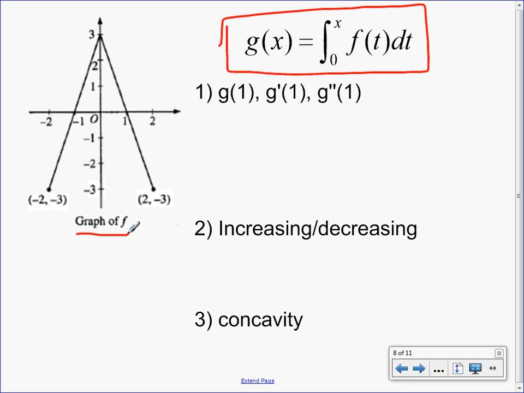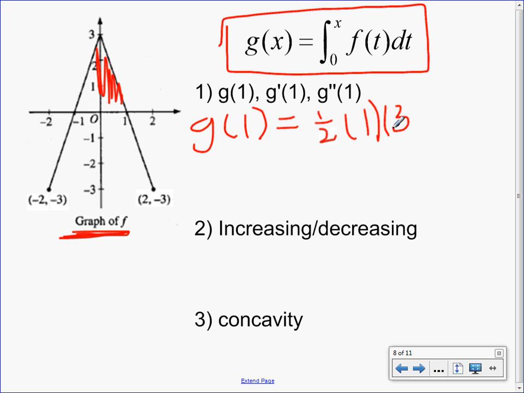Okay. So if I am asked for g of 1, g of 1 is the same thing as the integral from 0 to 1 of f of t, right? Well, if this is f, how do I find the integral from 0 to 1 of f? Yeah, it's this right here, isn't it? How do you find the area? And what's our base? And our height? So 3 halves. That's how we get the accumulation function. That's what it's called, accumulation.